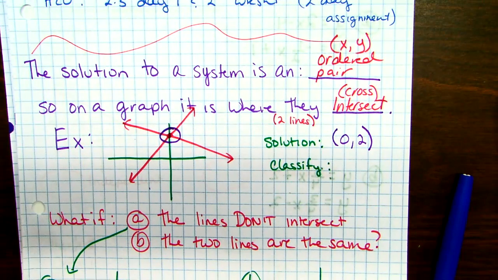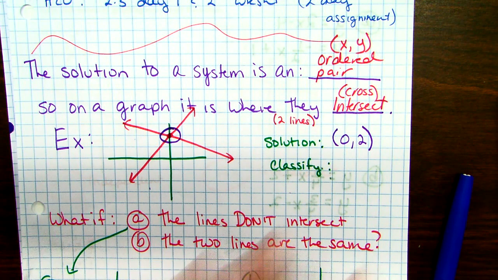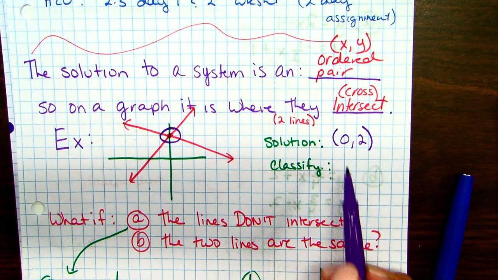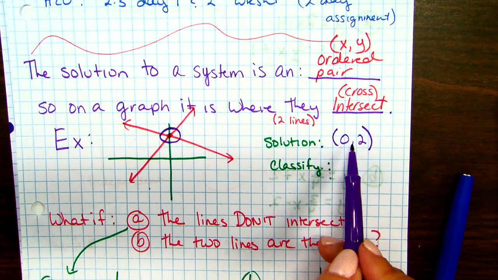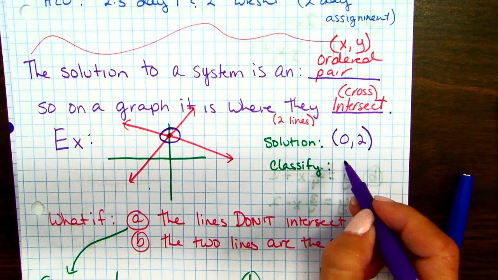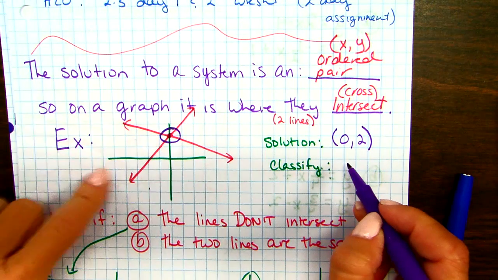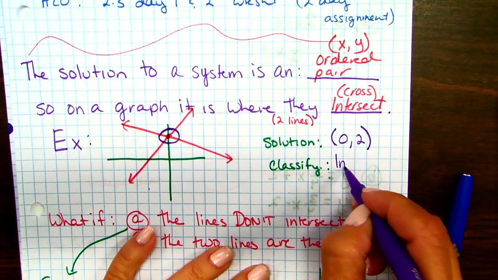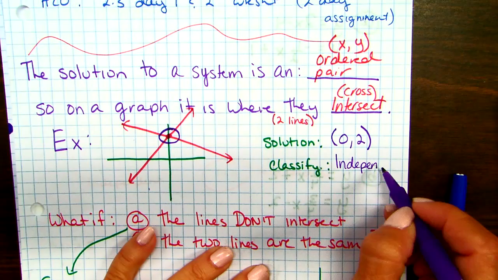That's the solution. Now there's another way of saying what the answer is, and there's going to be 3 choices, and I'm going to do one of each type here. You can have no solutions, infinitely many solutions, or you can have 1 solution, which is what we have here. We have 1 solution. When you have 1 solution, you say that your system is independent. That's what we say for classifying.